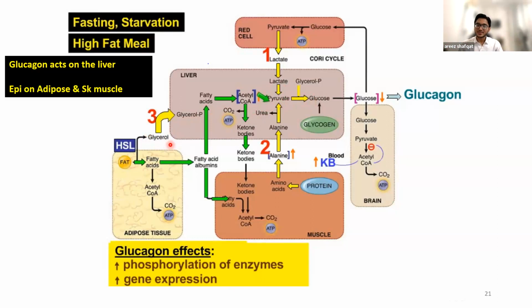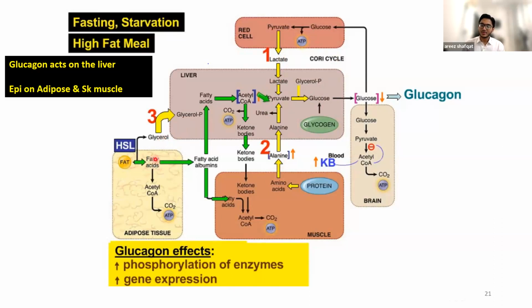The third source is glycerol here, because as I told you, during fat breakdown via hormone-sensitive lipase, the glycerol goes to the liver and it gets made into glycerol 3-phosphate. This glycerol is used to make glucose, okay? So there are 3 sources of pyruvate for gluconeogenesis during starvation. The first one, lactic acid from the red blood cell. Number 2, alanine from the muscle. Number 3, glycerol from the adipose tissue. So that's the first thing you need to know.